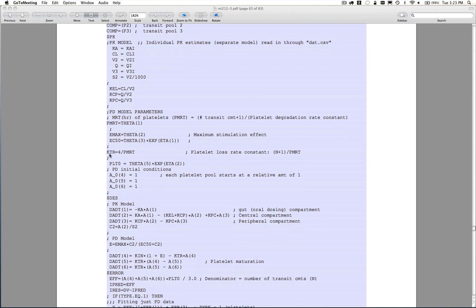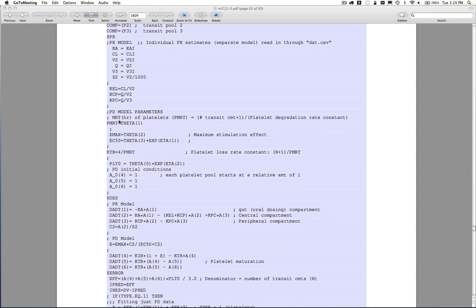Now here's how we actually, so we want to estimate the residence time, but we actually need to use that K transit within our model. And so here we've got three transit compartments. So if we use the formula of number of transit compartments plus one, so that's four, divided by the population mean residence time, that gives us our K transit value. So again, it's kind of like modeling things in terms of clearance and volumes, but then within the model itself, we use the rate constants.